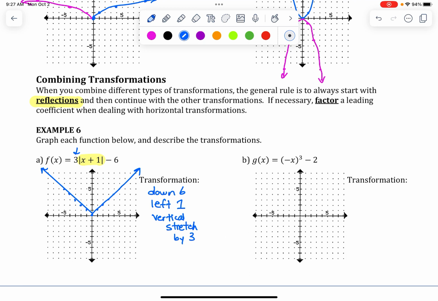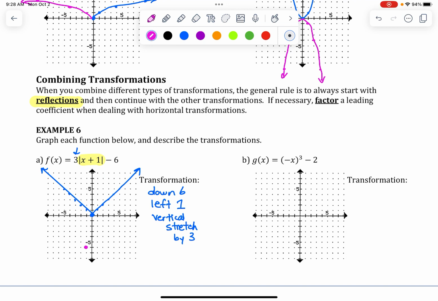Not very well drawn, but you get the idea. And so what we're going to do is take each individual point, and I'll start with the origin because that's the most obvious one. I'm going to move that down 6, then left 1, and plot that there. And then when you stretch it, you're going to take every other value and multiply it, right? So all the y values are going to be multiplied.